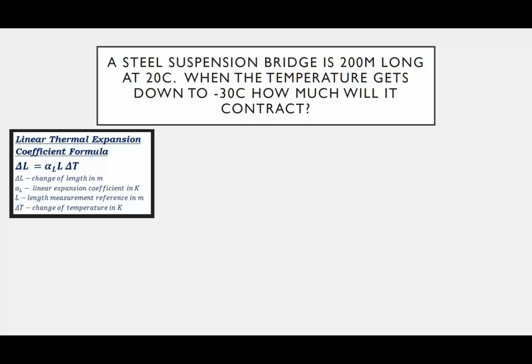Here we have a steel suspension bridge that's 200 meters long at 20 degrees Celsius. When the temperature gets down to negative 30 Celsius, how much will the bridge contract? All right, so if we look at our equation here, first we have to know that alpha L for steel is going to be 12 e to the negative 6. So that's our constant value that we're going to use and insert there. Everything else just falls right on our line for our equation. So 12 e to the negative 6.